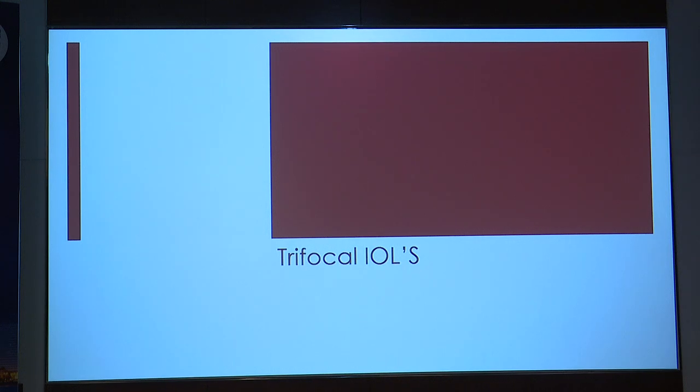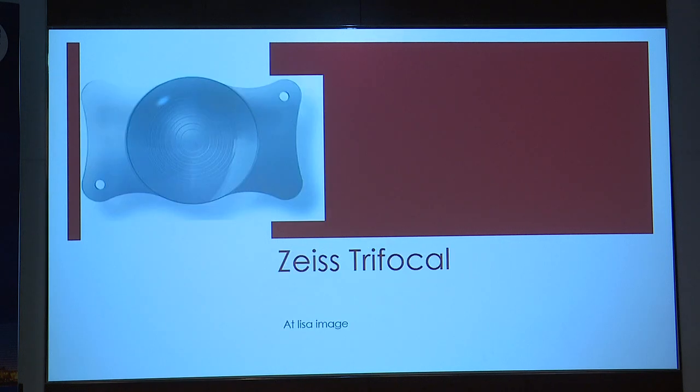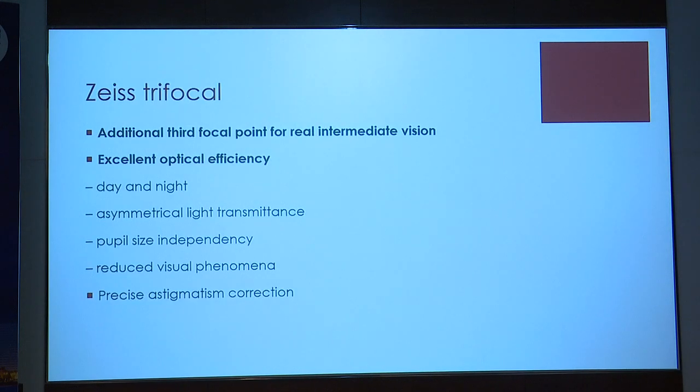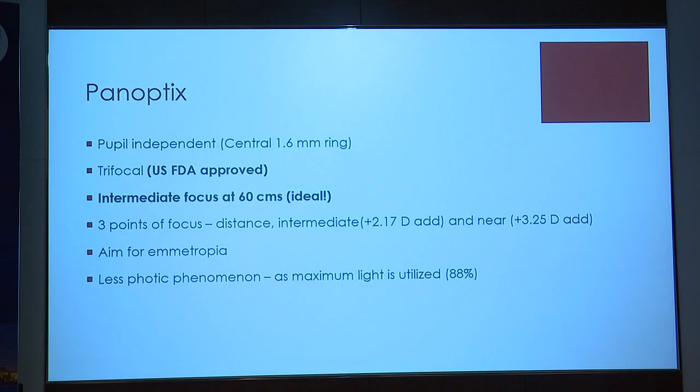I think our choice of lenses, correct me if I'm wrong, of course all the companies talk to us about all the different lenses, but I think we tend to use lenses with which we get the best results. So when we are thinking of a multifocal or trifocal lens, you could have the Zeiss trifocal, which claims to have excellent optical efficiency, the third focal point we spoke about, and precision astigmatic control. You could go with the Panoptics, which claims to be the only US FDA approved lens that gives you the intermediate focus at 60.